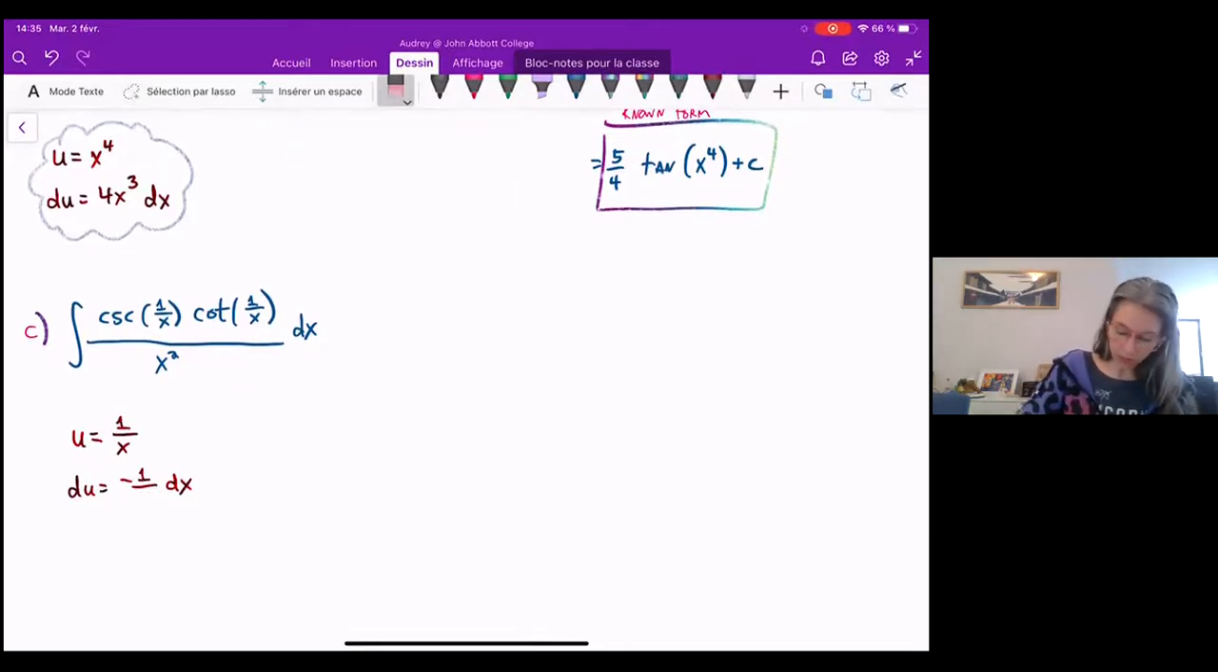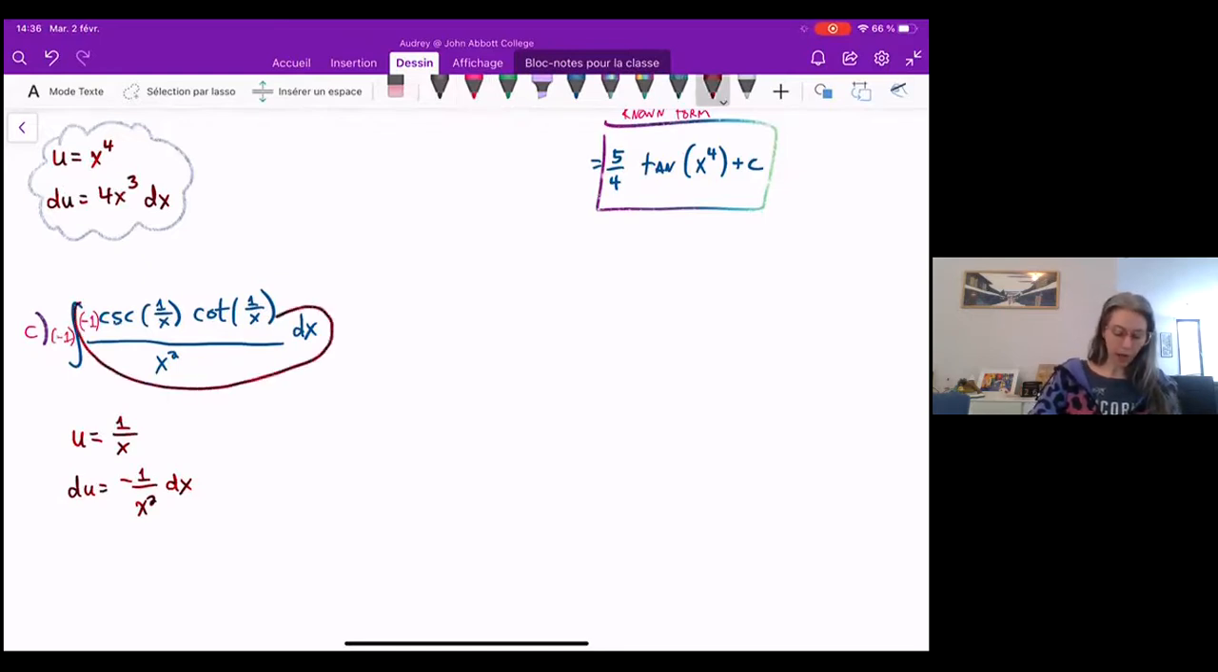So I have negative 1 over x squared down here, which means that up here I just need to multiply by a negative. I'm going to stick that as a negative 1, and then I'll put a negative 1 on the outside as well. So I can see negative 1 over x squared dx, that's my du. And when I rewrite this, I have that 1 over x, that's my u, in 2 different places. So what results is negative the integral of cosecant u, cotangent u, du.